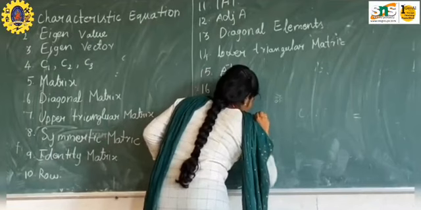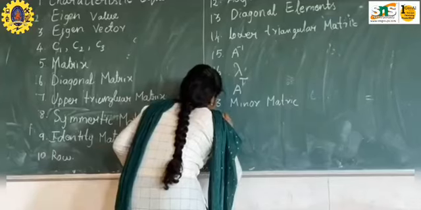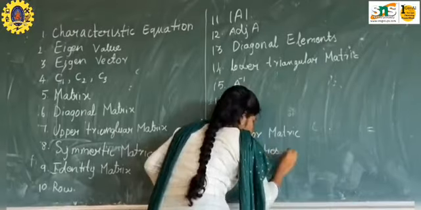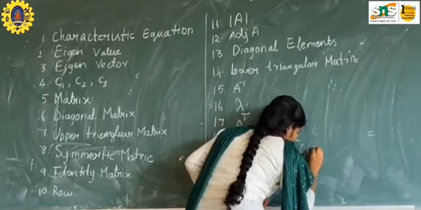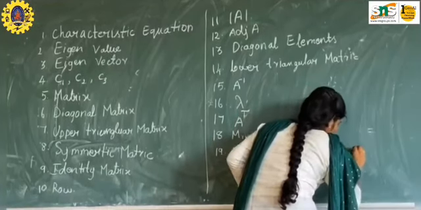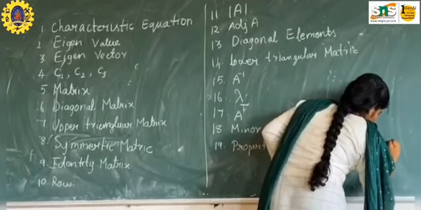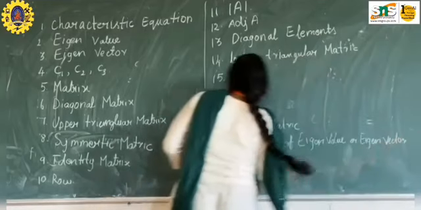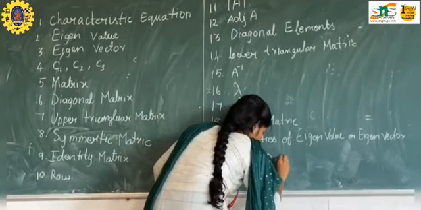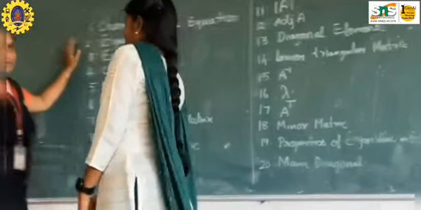Properties. Orthogonal. Properties. Pairwise orthogonal. Main diagonal. So the 20th is main diagonal. It's enough. There are 20 words you know.